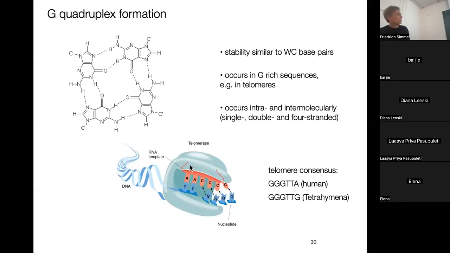This is solved in nature by the so-called telomerase, which just adds a repetitive sequence to the end of the chromosome, so they are not degrading over time. The telomerase contains a little piece of RNA that is used as a template for making this extension of the ends of the chromosomes, the so-called telomeres. And they naturally contain a lot of these Gs because of this process.